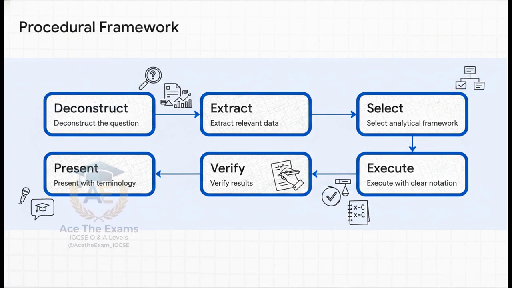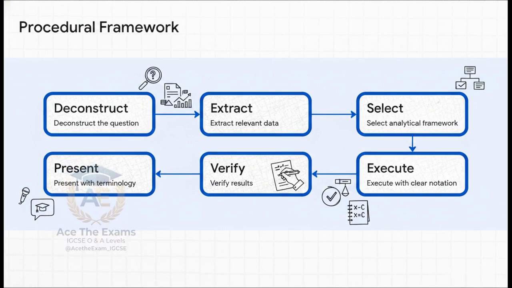When you are tackling examination questions on sources of finance, you have to follow this rigorous six-step procedural framework. First, deconstruct the question. What is the command word? Second, extract relevant data from the stimulus. Third, select your analytical framework. Fourth, execute your analysis with clear step-by-step notation. Fifth, verify your results. And sixth, present your findings using precise terminology. Listen, by writing these steps out explicitly on your paper, you are basically locking in an insurance policy for method marks.